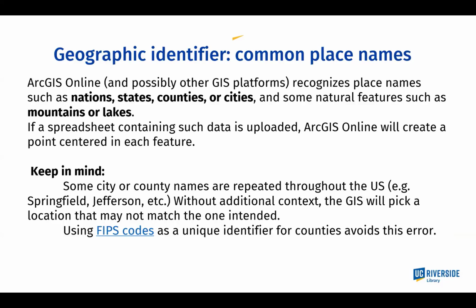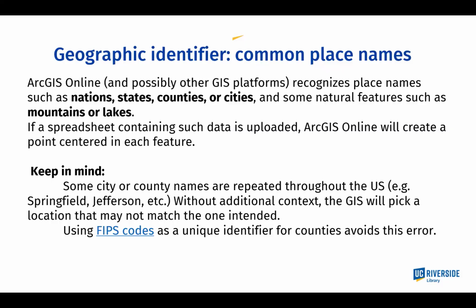So next we're talking about common place names. Like I said, sometimes if you have states or counties or cities or some natural features, depending on the GIS, and I know it works with ArcGIS Online. I haven't confirmed that it works on QGIS or ArcGIS Pro. I have not seen anything that it does work, but maybe I didn't dig far enough for that. But anyway, in ArcGIS Online, it is possible that if you have a spreadsheet that has this kind of information as your geographic identifier, ArcGIS Online will create a point centered in that feature.